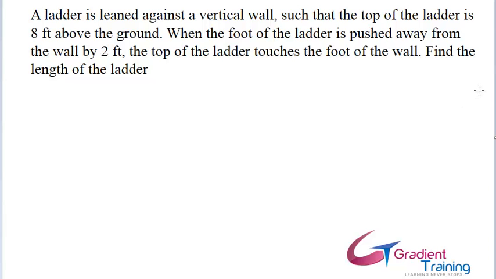So now in this question we have to use Pythagoras theorem and Pythagoras triplets to get the answer. But first let's understand the question properly. It's given that a ladder is leaned against a vertical wall such that the top of the ladder is 8 feet above the ground. So if I draw a rough diagram of this entire situation, we have a vertical wall, though it's not looking completely vertical, and there is a ladder which is leaned against this wall.